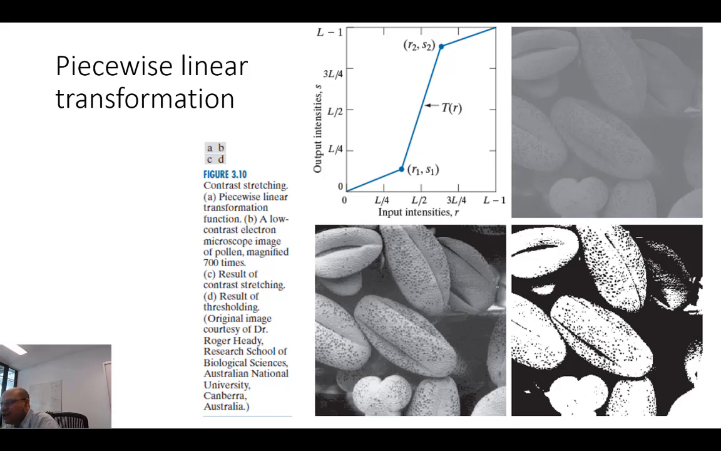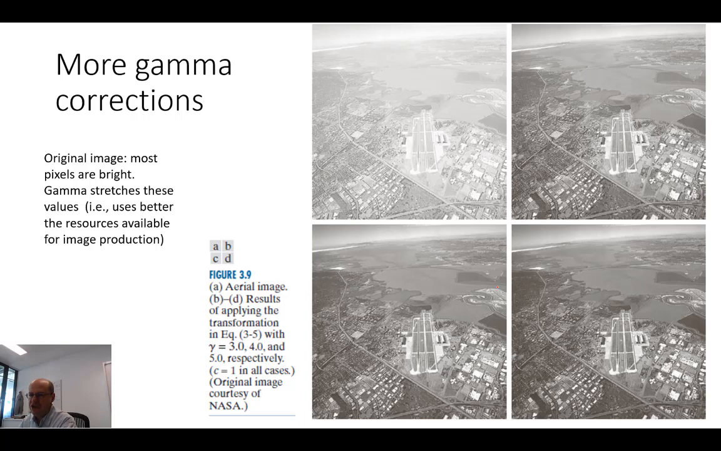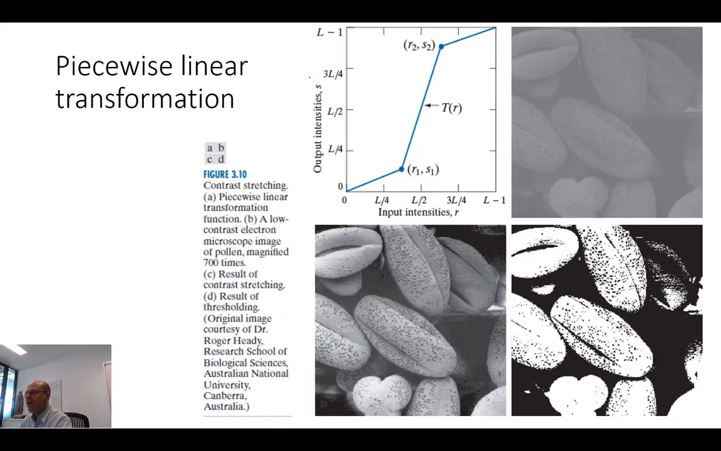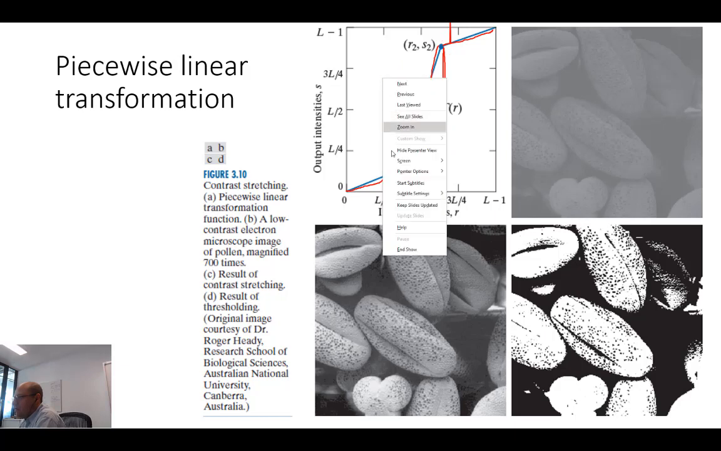Piecewise linear transformation. So far, we've seen transformations where the same law is applied to every pixel in the image, indistinguishably. But I can apply distinct laws to distinct portions. So for instance, I can have a threshold here where I apply one transformation, and then in another portion of the intensities of the image, I apply another transformation.